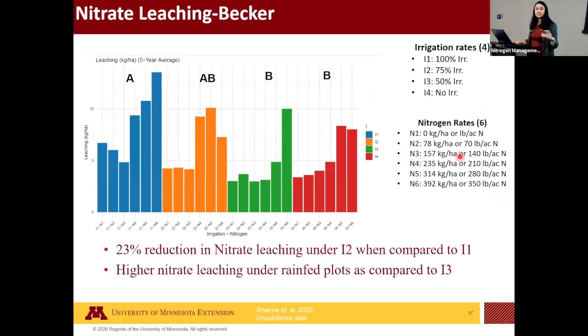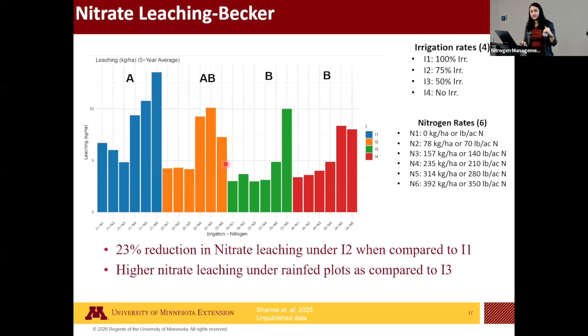Now this is the nitrate leaching data. We collected all of those water samples, sent them to the lab, calculated nitrate concentration, then estimated drainage and multiplied it with concentration to calculate load. So this is what you see after all that analysis. Leaching here is shown in kilograms per hectare, but that's not a big difference from pounds per acre of nitrogen. And that's what we see.